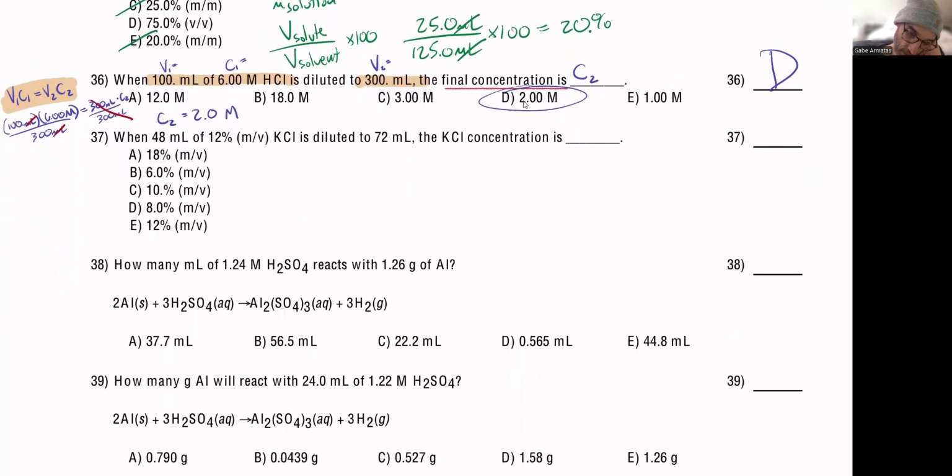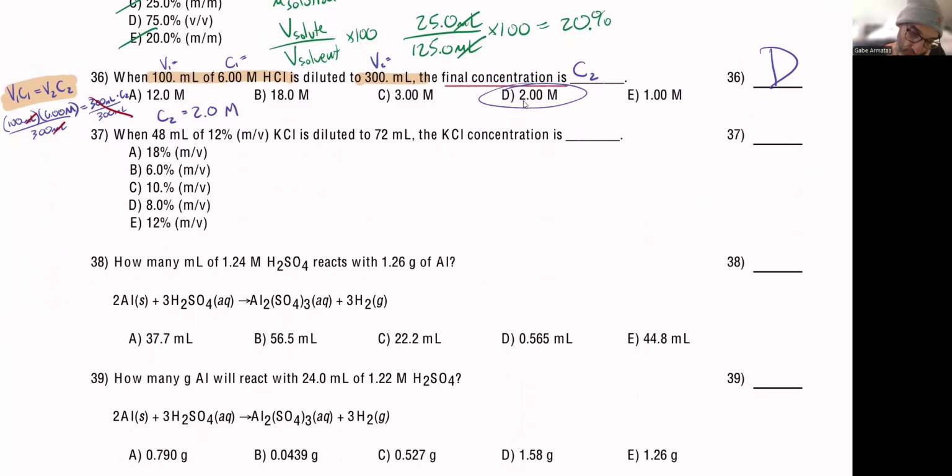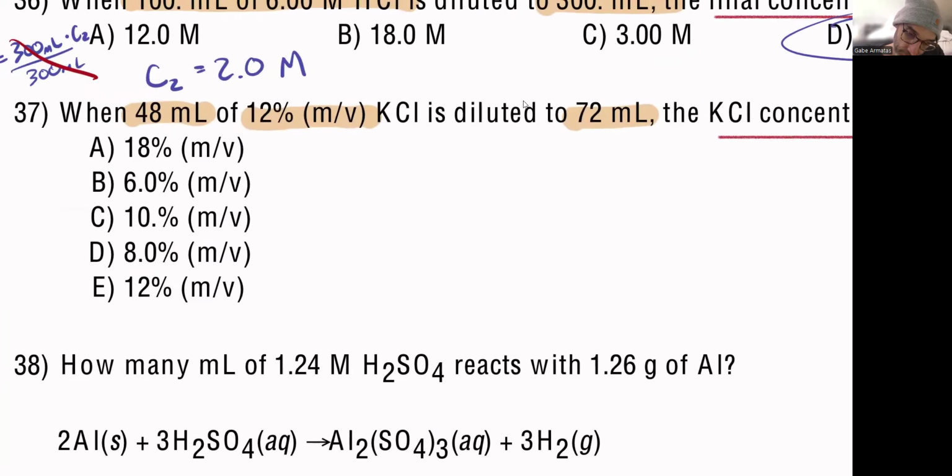All right, onward. When 48 mils, okay, of a 12% mass by volume solution is diluted to 72 mils, there's a lot happening here. What is the new KCl concentration? All right, this one is way more complicated than it needs to be. We've got a handful of things happening here. This is kind of a ratio as well. There are a couple of ways that we can look at that, but let's take a look.